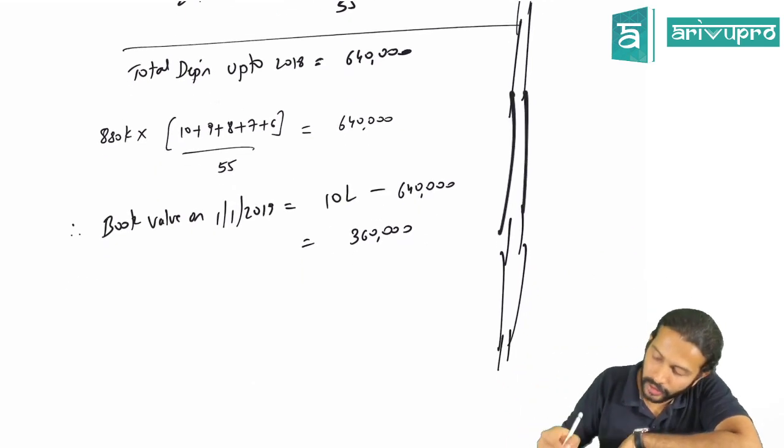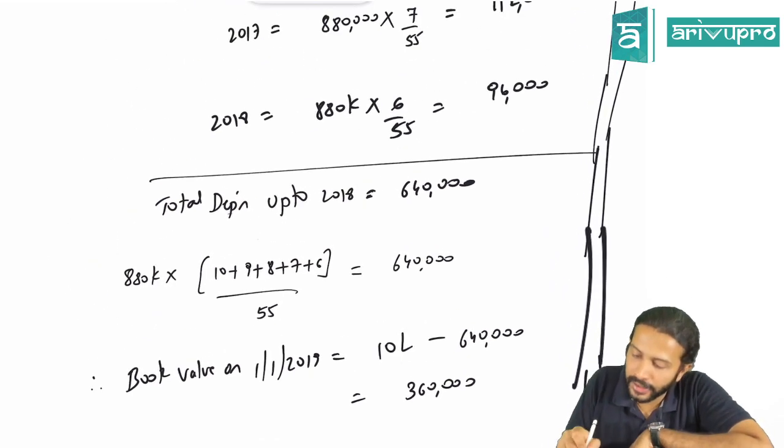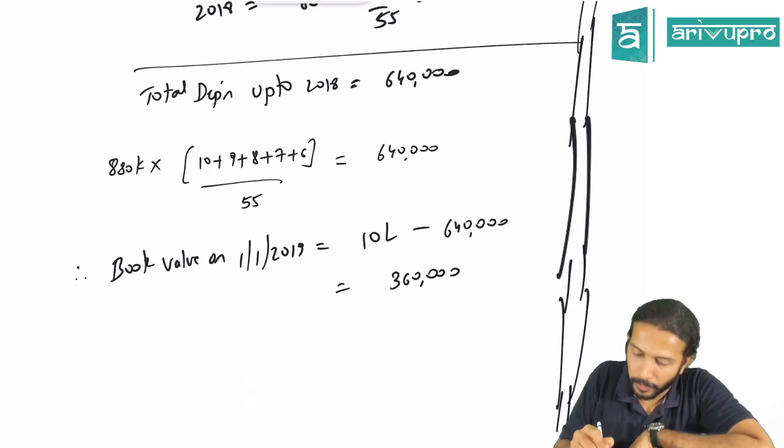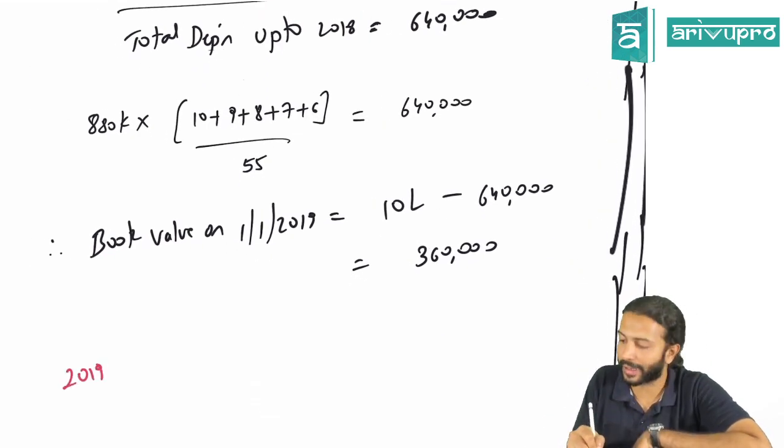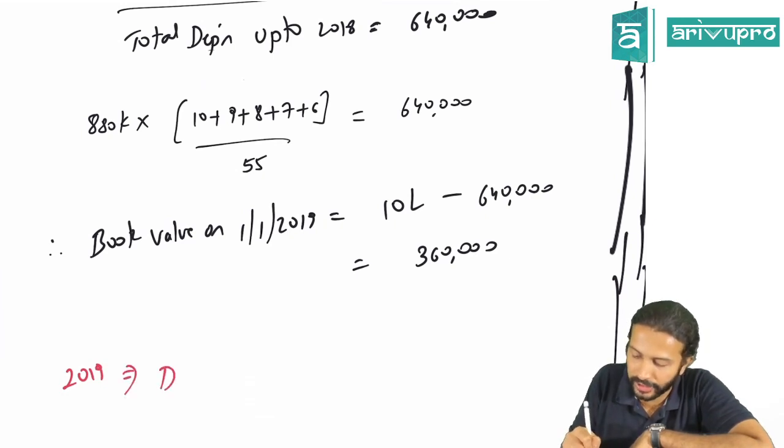Alright. So, I required this. Now, I have calculated depreciation only till 2018. That means now I require depreciation for 2019, because that year I need to prepare the ledger. So, how do you calculate depreciation for 2019, sir?